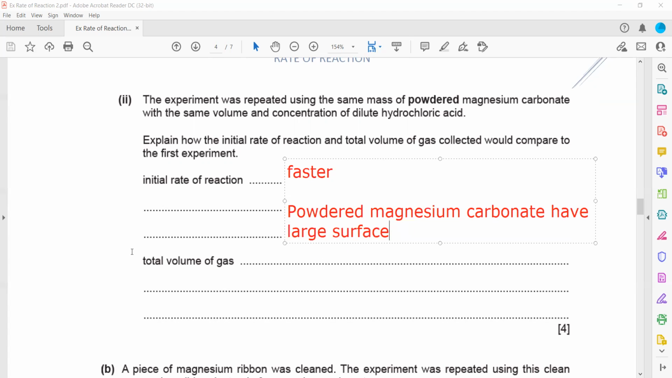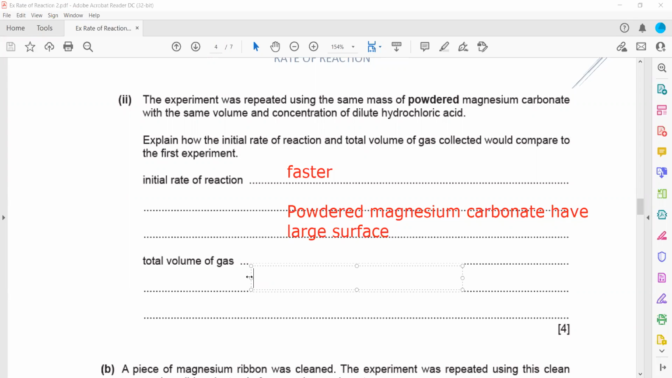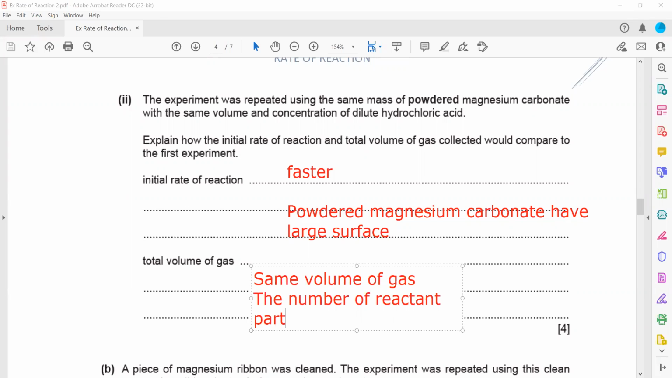Then what will happen to the total volume? Because we did not change the amount of the acid, and magnesium carbonate is already in excess, like more than enough, the total volume of the gas produced will be the same. And what is the reason for that? Because the number of reactant particles does not change. We are using the same amount of reactant.